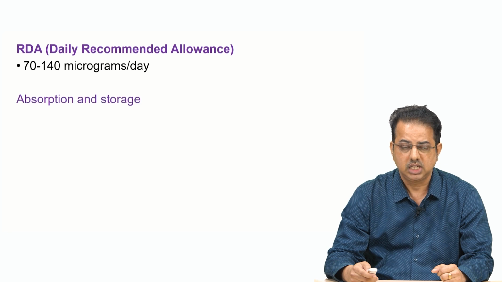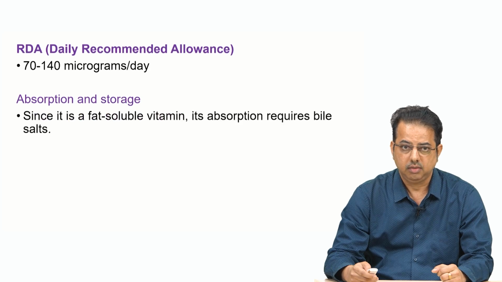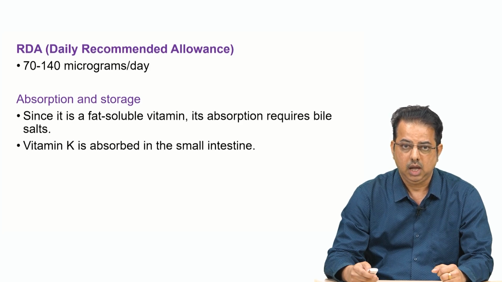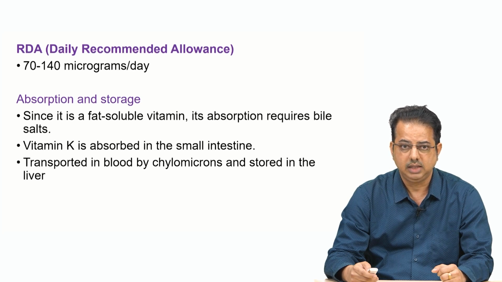Next, we shall discuss absorption and storage of this vitamin. As vitamin K is a fat soluble vitamin, its absorption requires bile salts and it is absorbed in the small intestine, and it is carried from the intestine to the peripheral tissues with the help of chylomicrons and stored in the liver.